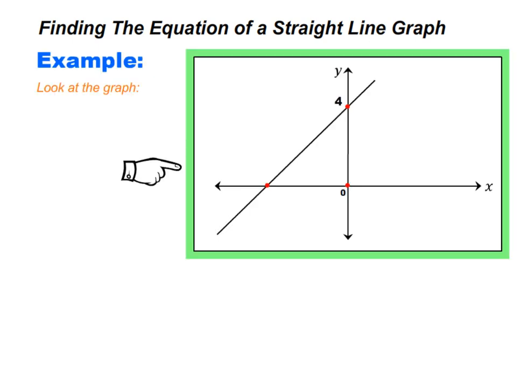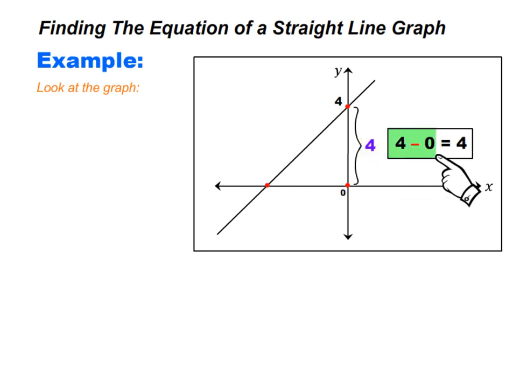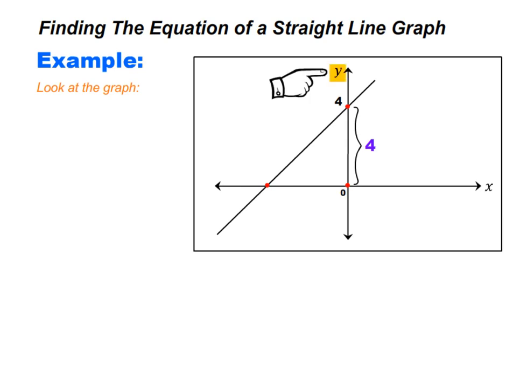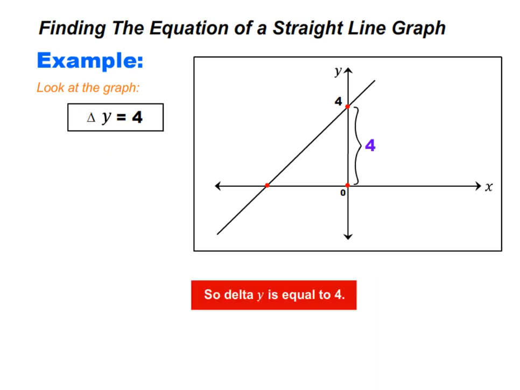Look at the graph. The distance from this point, which is 4, to the origin, which is 0, is 4 units. This is true because 4 subtract 0 is equal to 4. We can therefore say change in y is 4. We write it like this. This triangle means change. This triangle is also called delta. So delta y is equal to 4.